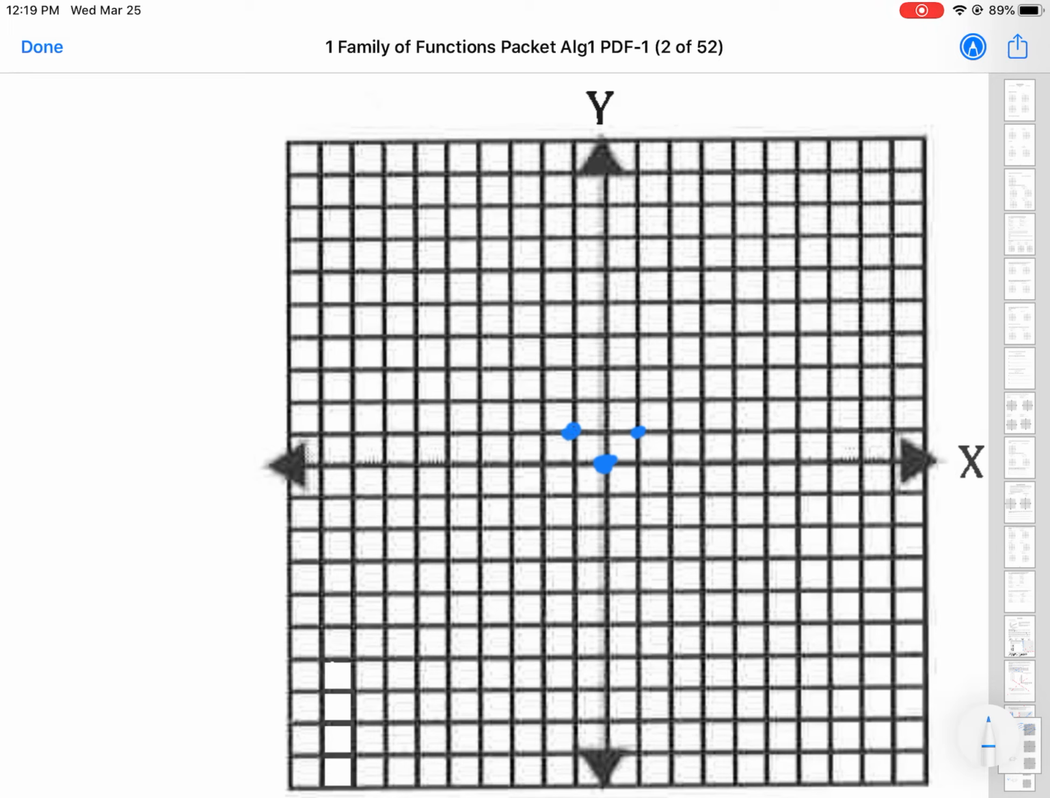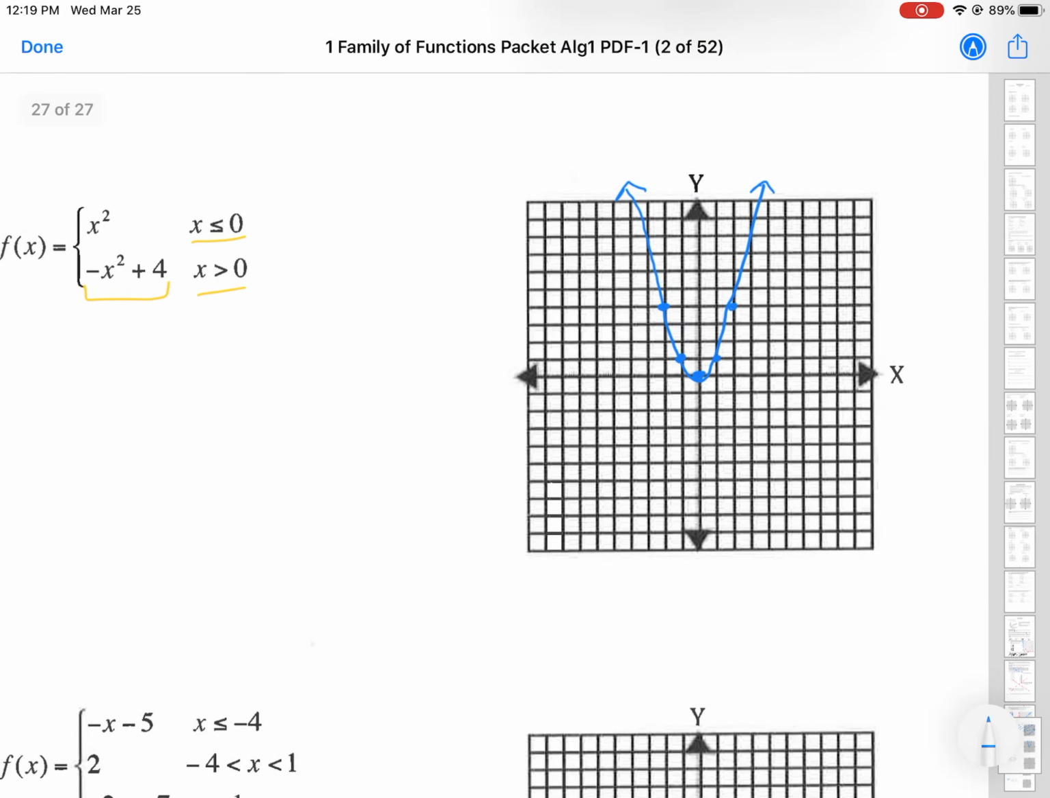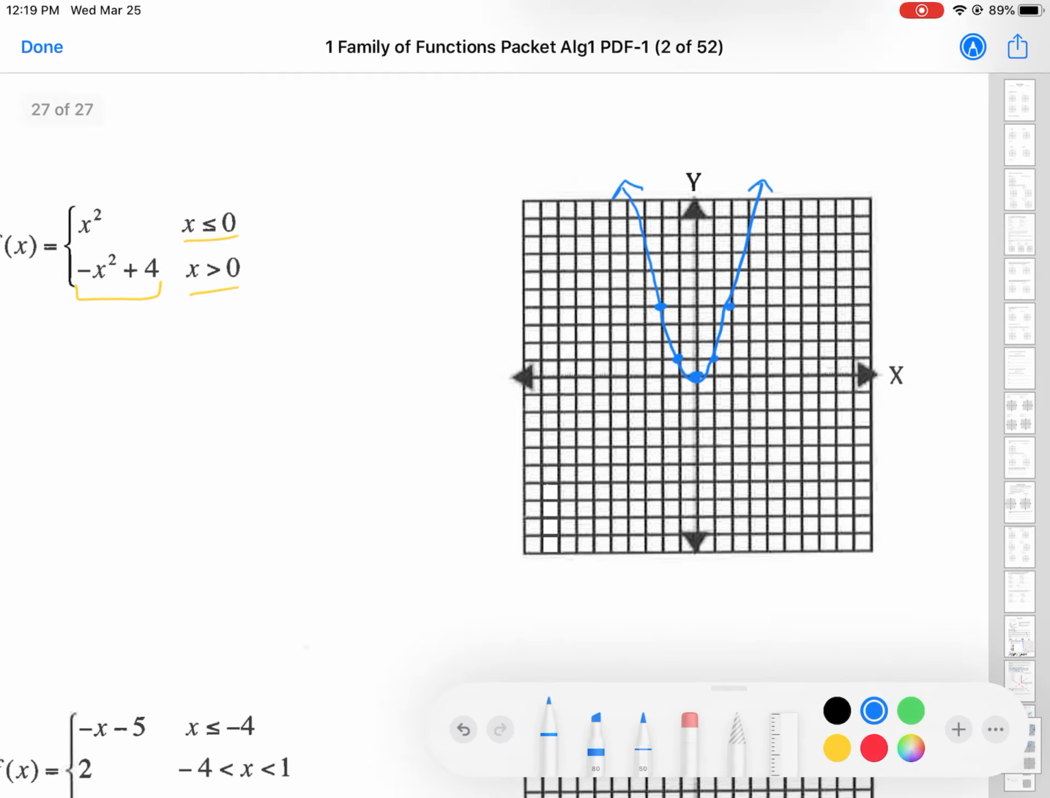So I have 1, 1, negative 1, 1, because when I plug in 1 for x squared, I get 1 for my y. So when x is 2, that is 2 squared, so 4. So 1, 2, 3, 4. Same thing here. All right, that's good enough. That's my function, x squared. Now I'm going to graph the function negative x squared plus 4.